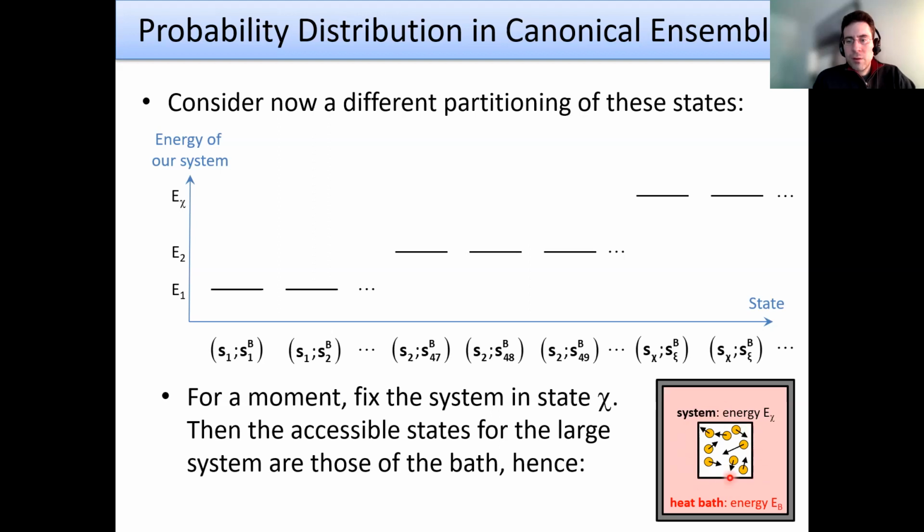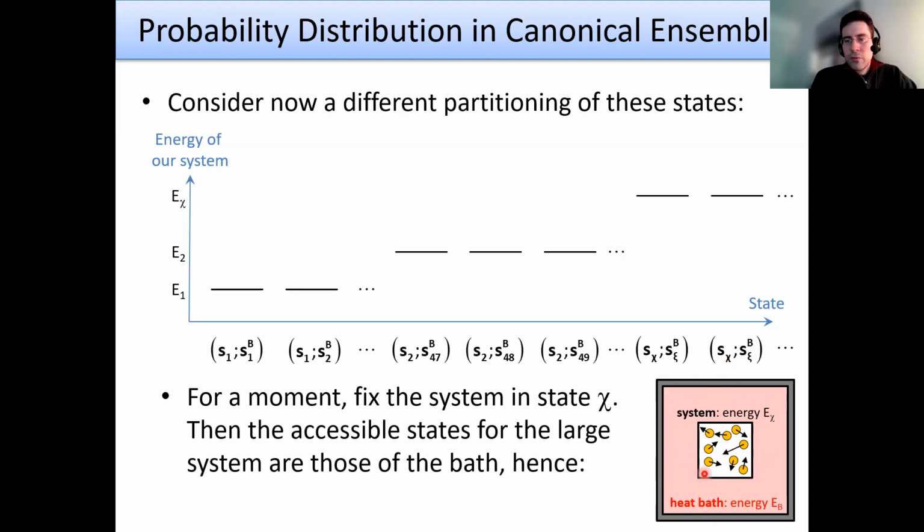system, the small system, in a state chi. So here's our small system. We fix it in state chi. And then if we do this, the accessible states of the entire system, the composite system, are basically only the states of the bath. Agreed?